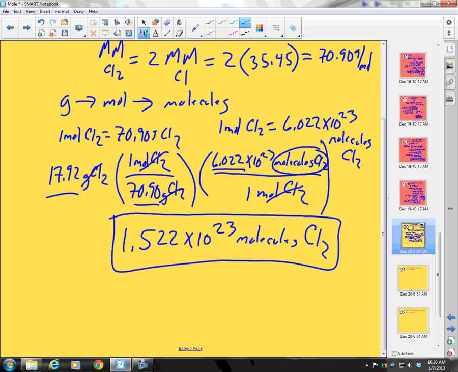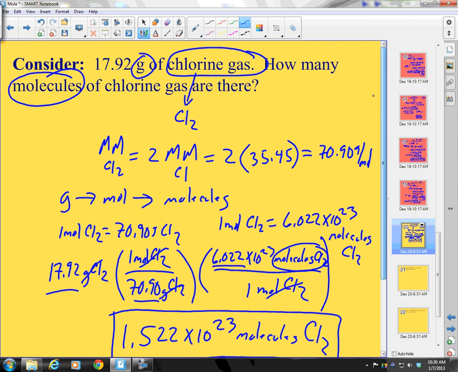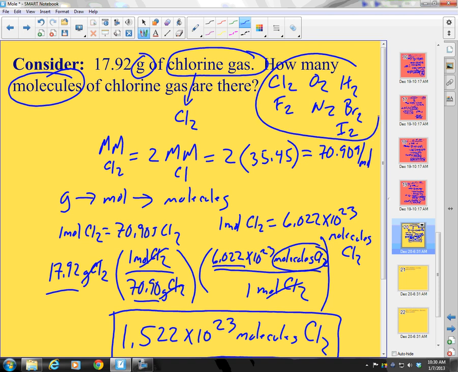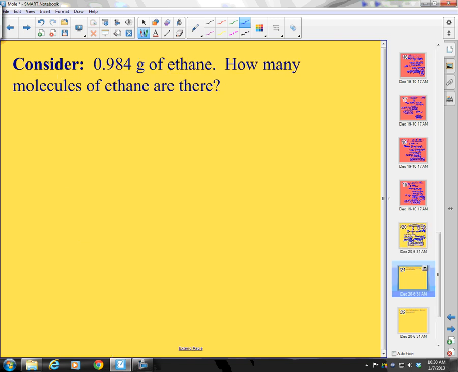We have to remember our diatomic, right? My diatomic molecules, if they say chlorine gas, remember it's chlorine and fluorine and oxygen and nitrogen and hydrogen and bromine and iodine, right? These are my diatomics. So if they say, hey, you have bromine or you have nitrogen, that means it's going to be N2 or Br2. Cool. You guys give this one a try. Bring me back when you're ready.